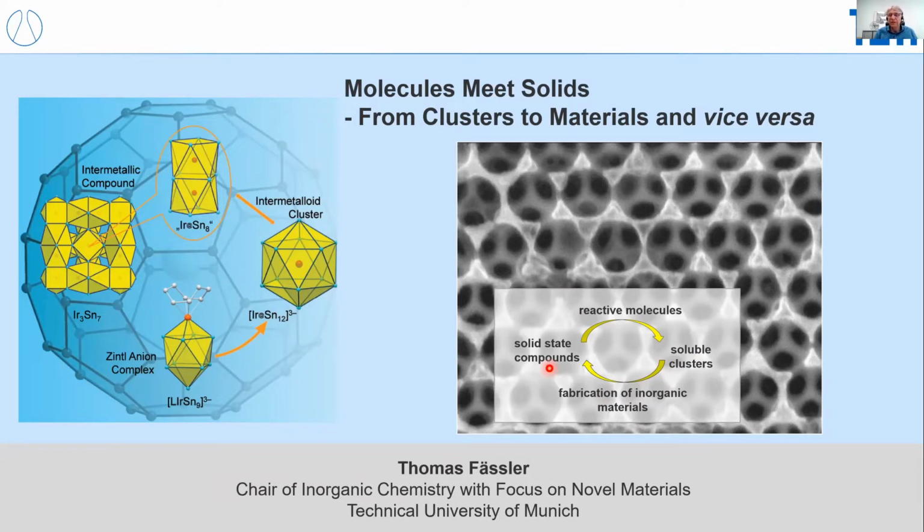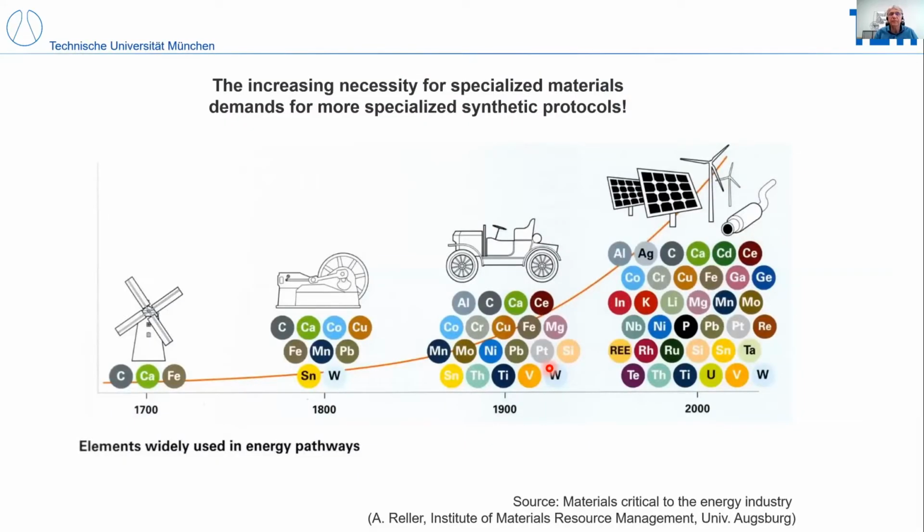And for this, you need all kinds of synthetic methods. And this is something which I like to point out as a chemist always. If you look at these elements which are used for energy pathways, so these were the windmills, we have the steam engines, we have the first combustion engine cars, and now we have all those energy conversion and storage materials, and we need the whole periodic table more or less to make those smart materials. And this is only possible if we have incredible, well-refined chemical synthetic methods.